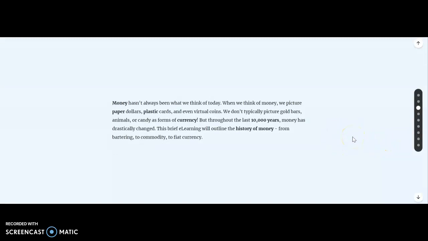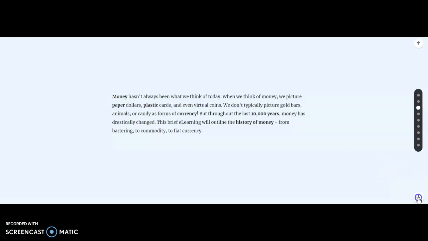So money hasn't always been what we think of today. When we think of money today, we picture, like I said, paper dollars, plastic cards, or even virtual coins. We don't typically picture gold bars, animals, or even candy as forms of currency, but throughout the last 10,000 years, or maybe even more than that, money has drastically changed. This learning will outline the history of money, from bartering to commodity to fiat currency.